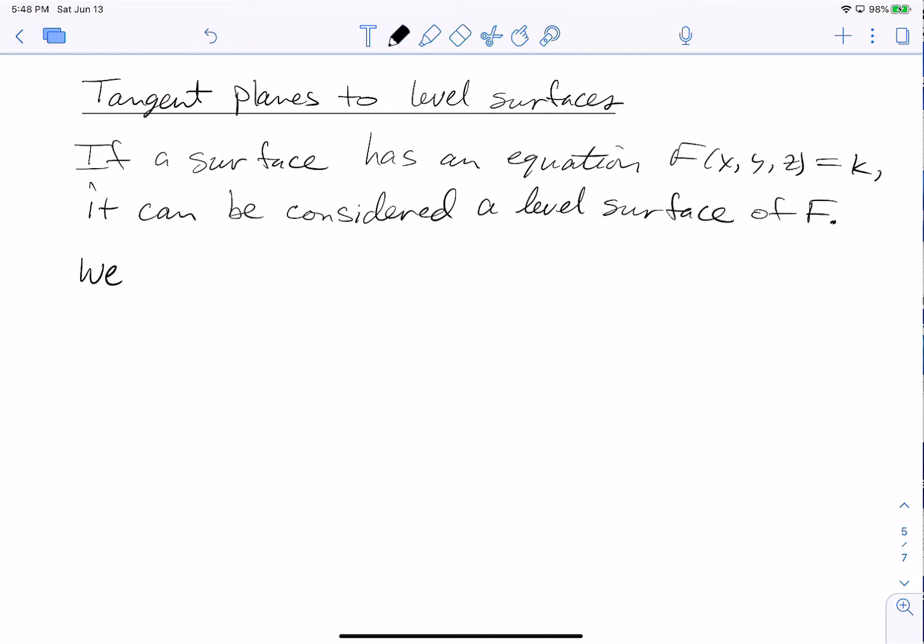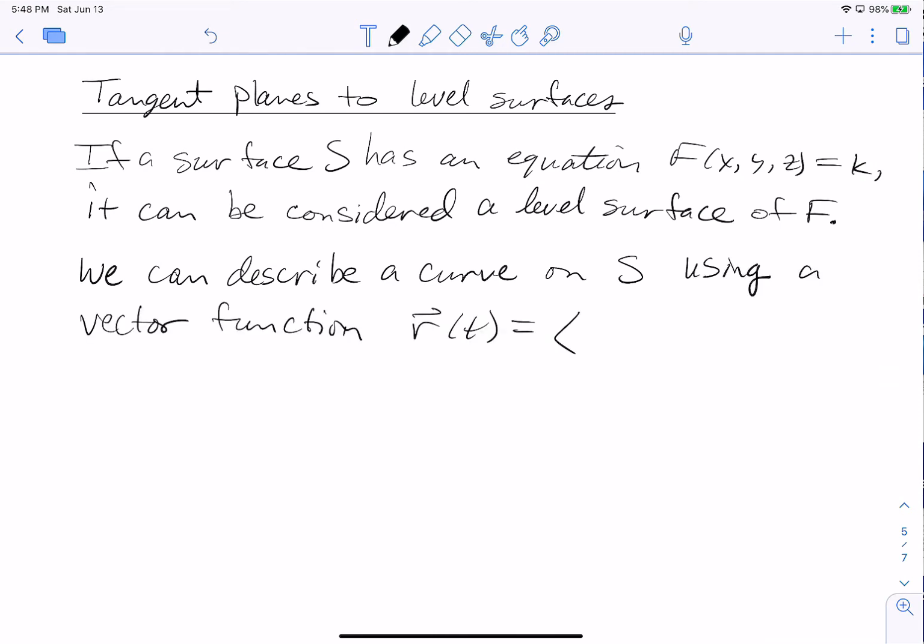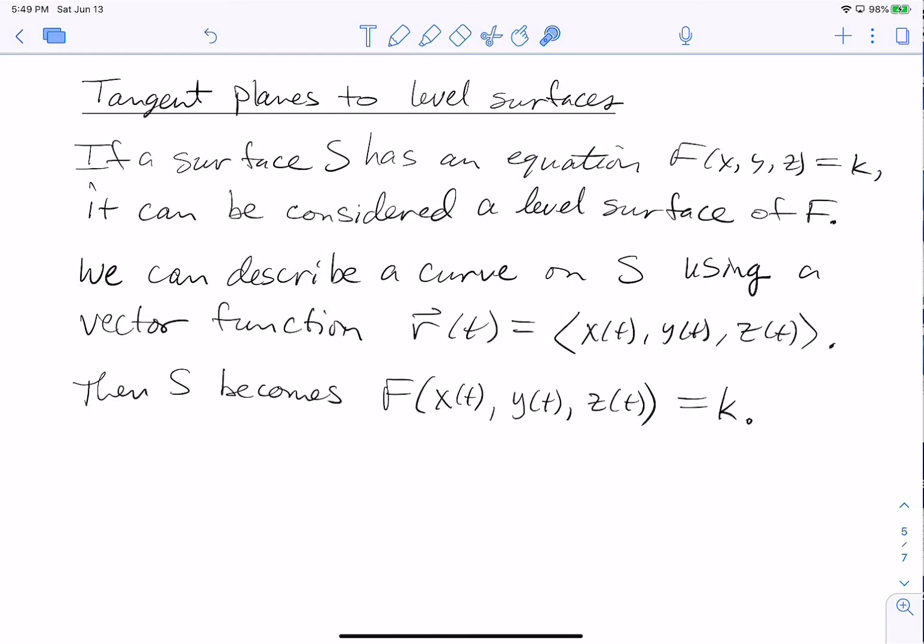We can describe a curve on S, and I just realized I should have said if a surface S has an equation f of x, y, z equals k. Now, we can describe a curve on S using a vector function, r of t, which is given by x of t, y of t, z of t. Replacing x of t, y of t, and z of t as the arguments of f, the surface S becomes f of x of t, y of t, z of t equals k.